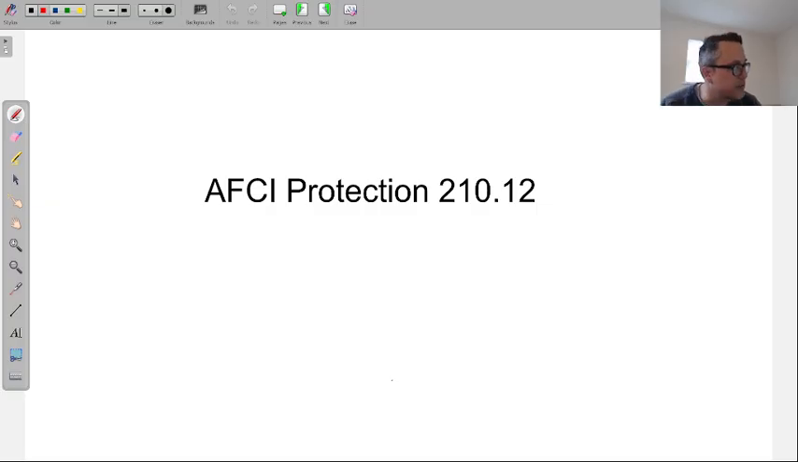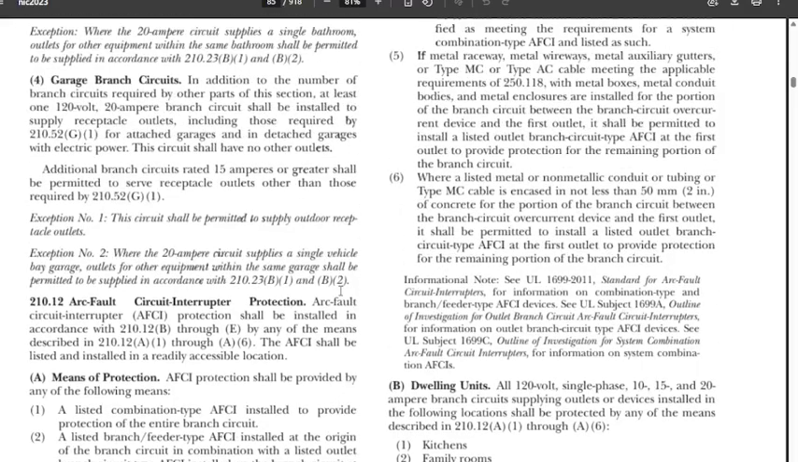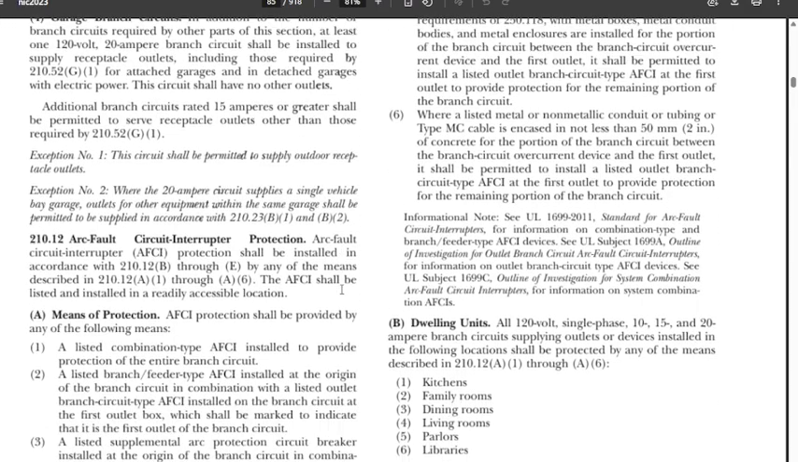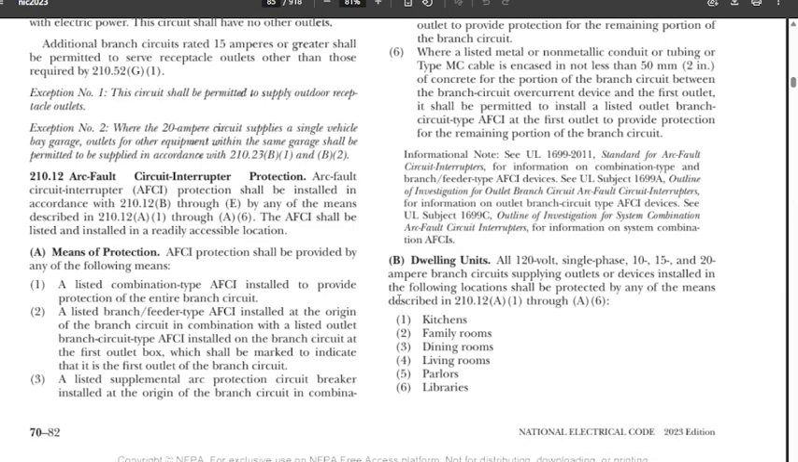All right, so we have the next one, AFCI. We'll continue on our journey through Article 210. Our next article is 210.12, AFCIs. And here the same thing with the GFCIs. There's nothing special about this article other than B, right to the right where it says dwelling units. And that is the location of where you have to use AFCIs.